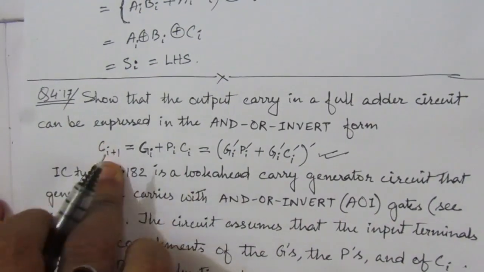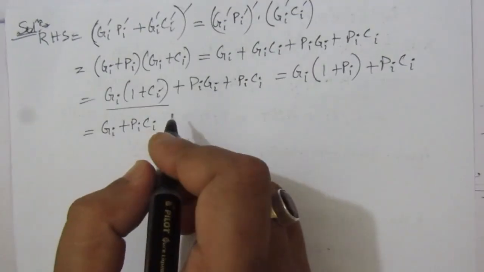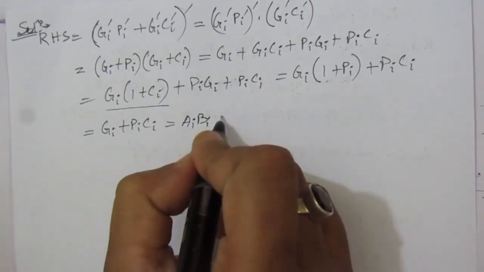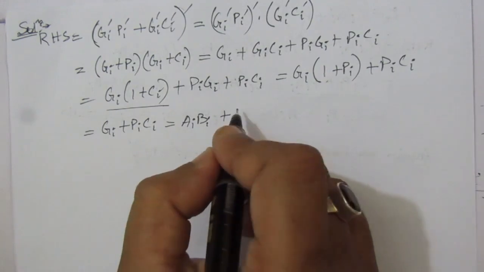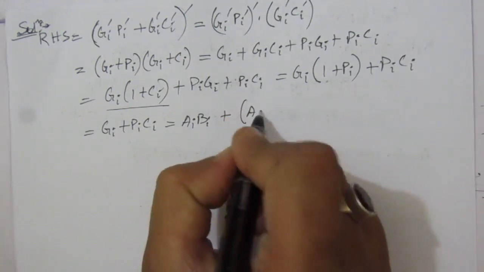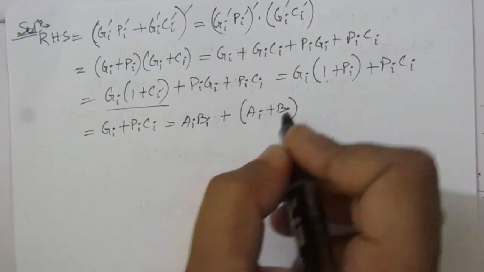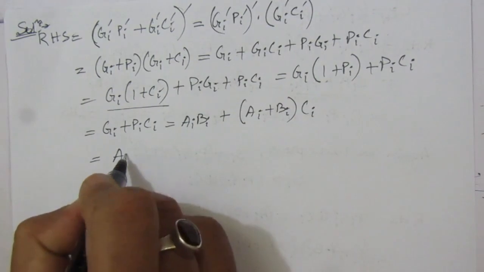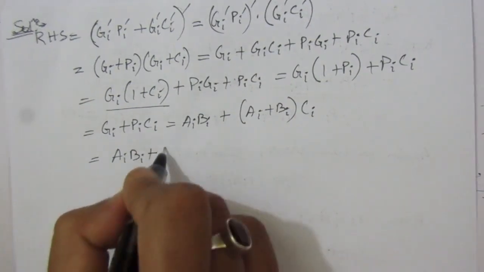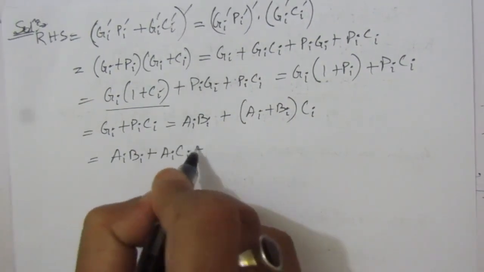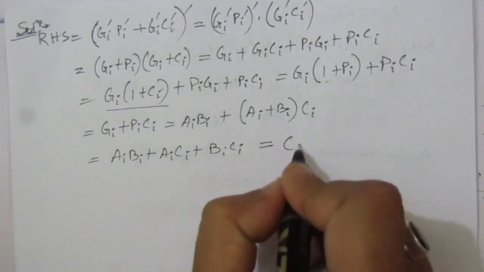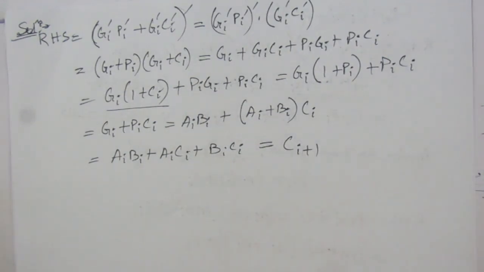Then we have to show that it is C(i+1). If we put the values of G and P, where G is Ai Bi and P is Ai plus Bi, whole into Ci, we'll have Ai Bi plus Ai Ci plus Bi Ci. So this is nothing but C(i+1). So the first part of the problem is complete.